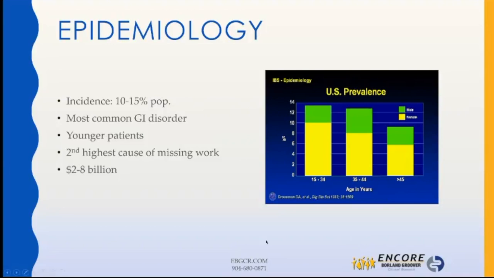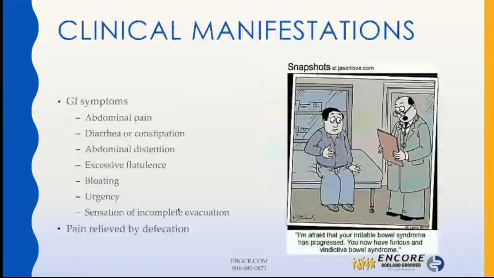It is the most common reason for seeing gastroenterologists and primary care physicians, and the second highest cause of missing work. It is not a cheap disease. It costs our healthcare system anywhere from $2 to $8 billion because of days missing work, testing and investigation, and treatments. So it generally starts with abdominal pain.